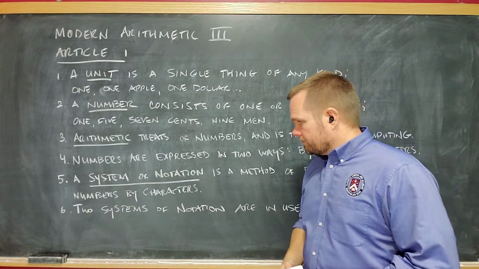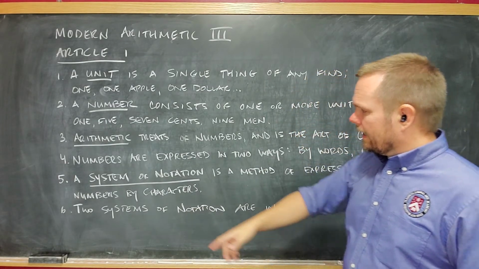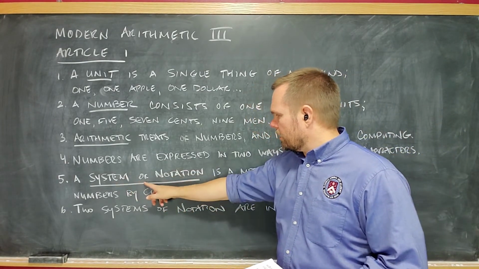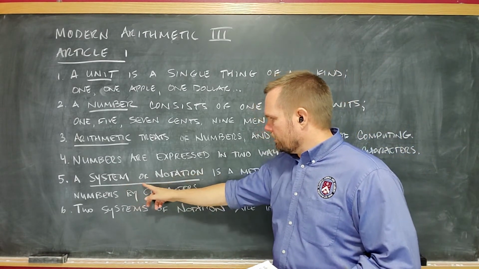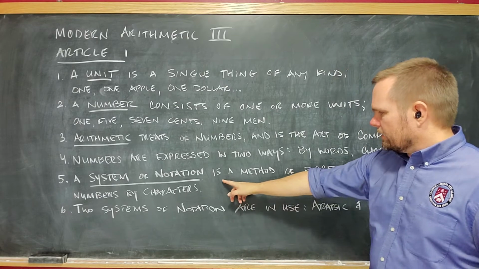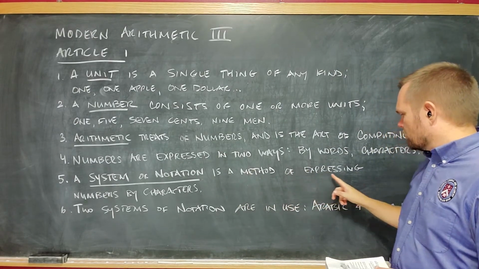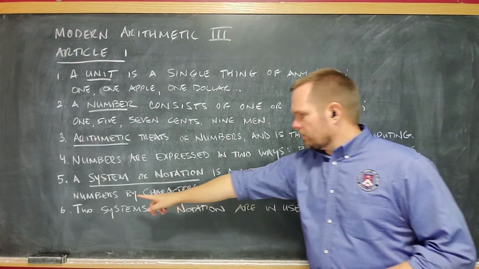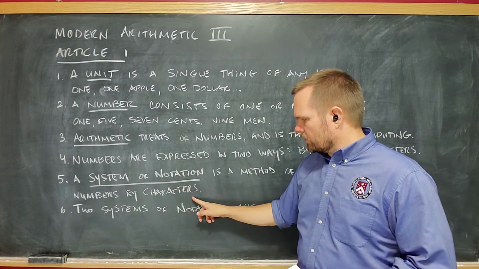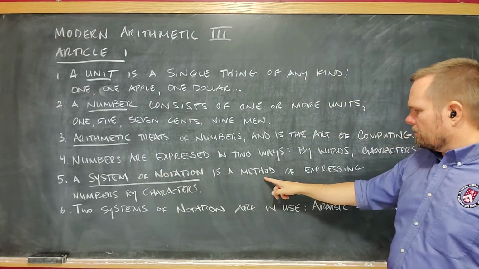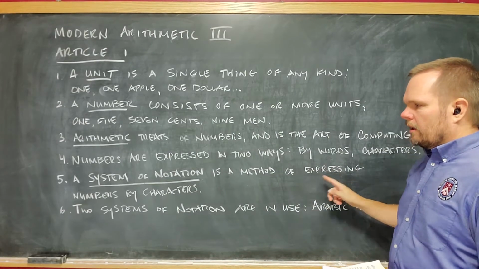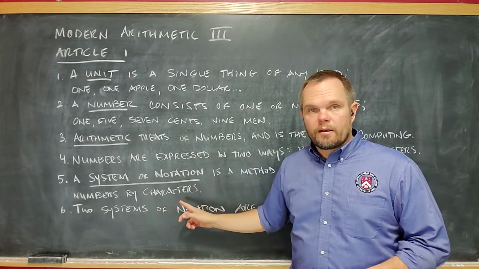Number 5, a system of notation. A system of notation is a method of expressing numbers by characters. A system of notation is a method of expressing numbers by characters.